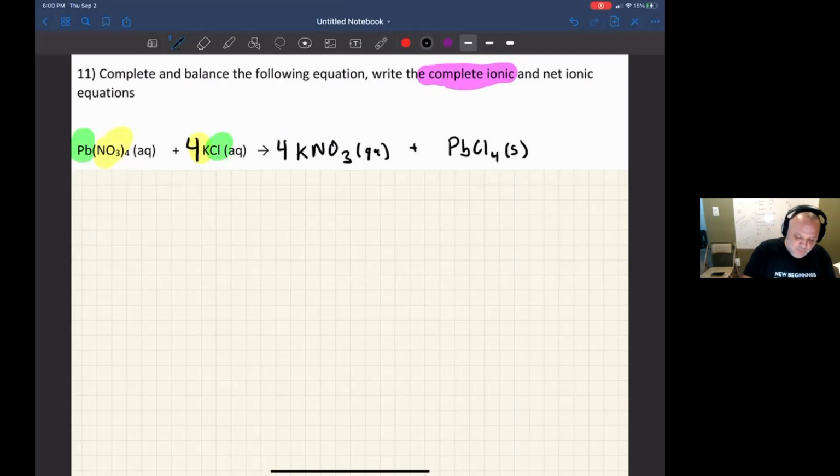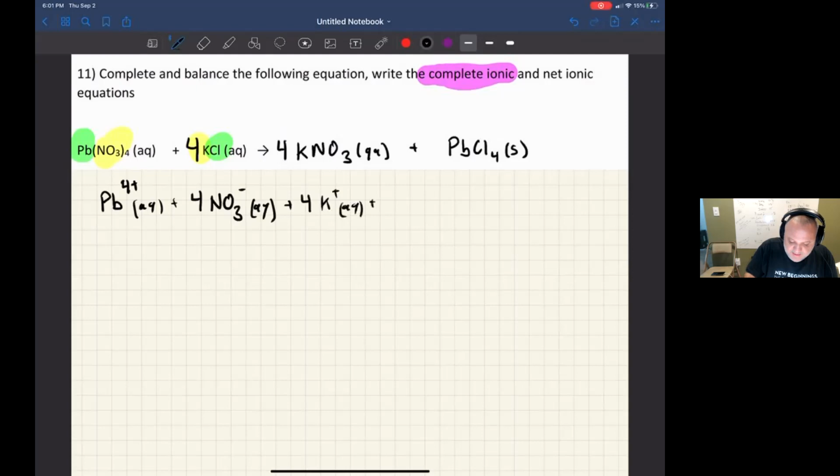So let's see how that works out. In this case, I have 1 lead, and it's a lead 4 ion, and it's aqueous. It was together with 4 nitrates. And remember, you have to know the formula of nitrate in order to get this down, NO3 minus, and it's aqueous. I also had 4 potassium ions. They were aqueous. And I have 4 chloride ions, and they're aqueous.